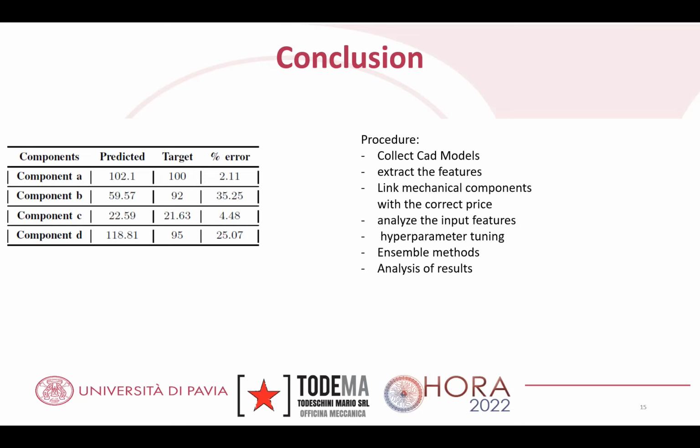But we are constantly in contact with the company that provides us the components in order to increase the data set and retrain our model. Here on the left, I can show you a prediction example. As I mentioned, we can see that for some components, the prediction is good. For component A and component C, the error is lower than 5%. Instead, for component B and component C, the result is not good, it is unreliable.